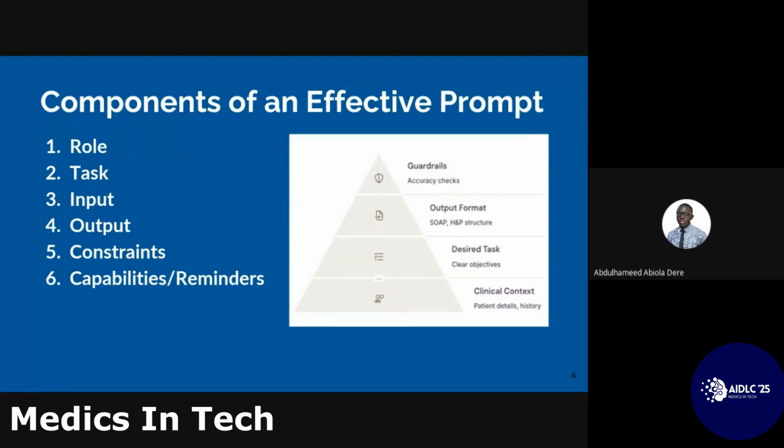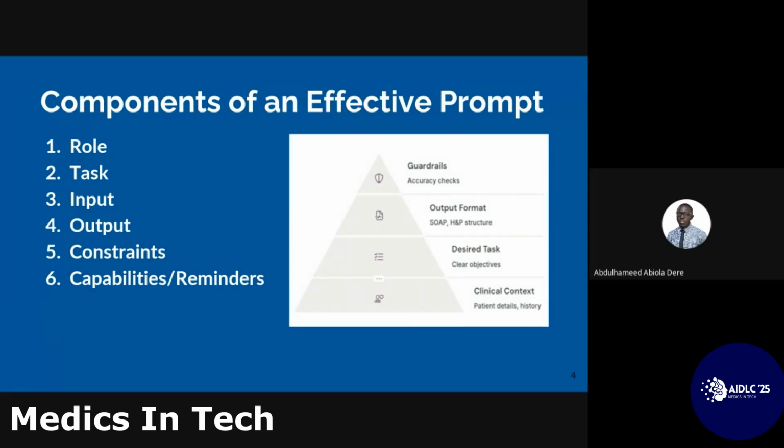And then capabilities means that we are giving it some external information, telling it that, okay, for this particular task, you have access to a database. For this particular task, you have access to some documents which you can pick information from. So generally, these are the components of an effective prompt.